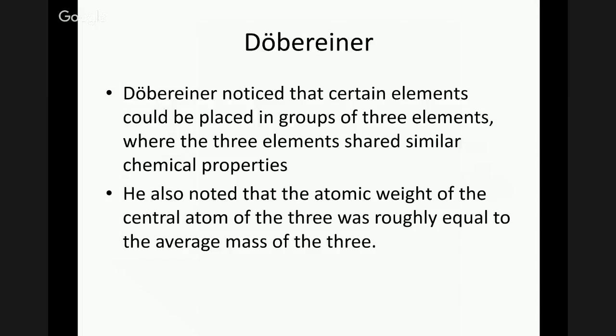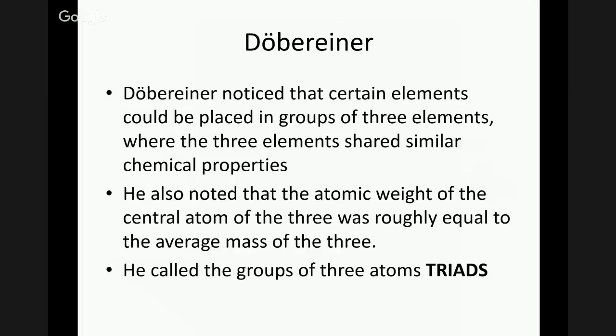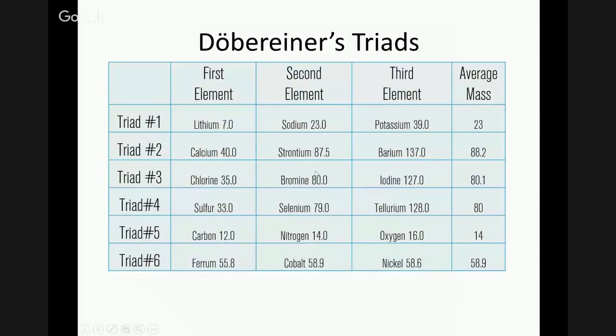He found something, which was that when he did this, he could find the atomic weight of the atoms. They had a way to do that already. And he would find that the weight of the central atom of the 3 was roughly equal to the average mass of all 3. So he called these groups triads. I'm going to show you here. These are the groups he came up with.